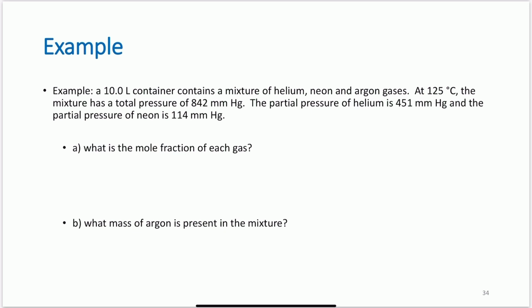So, just to remind us what we've got: helium, neon, and argon gases. We are at 125 degrees Celsius with a total pressure of 842 millimeters of mercury. And helium is 451 millimeters of mercury, neon is 114.